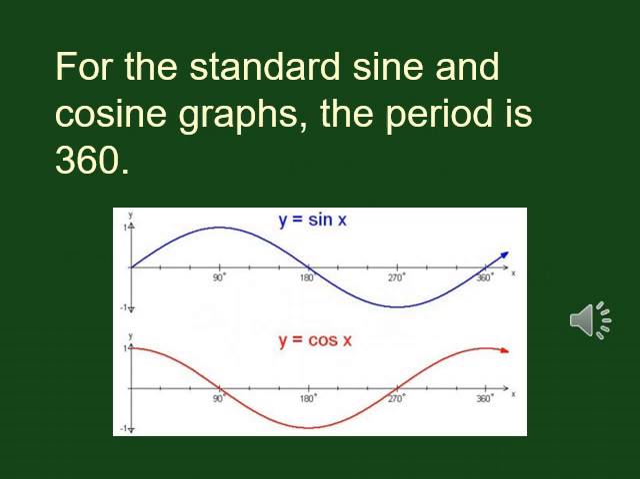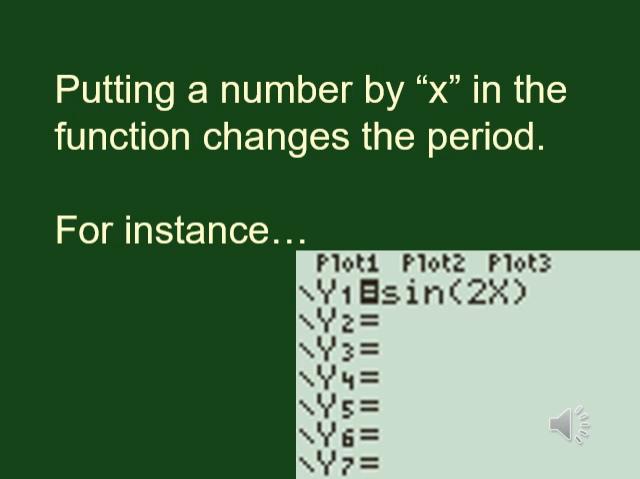And for normal sine and cosine graphs, the period's going to be 360 degrees. That's because you have to go to 360 and then it starts over. Every time you go around the circle, you have the same sine and cosine. And it turns out that the way you change the period is you put a number in front of x. Like you come up with a function like the sine of 2x.